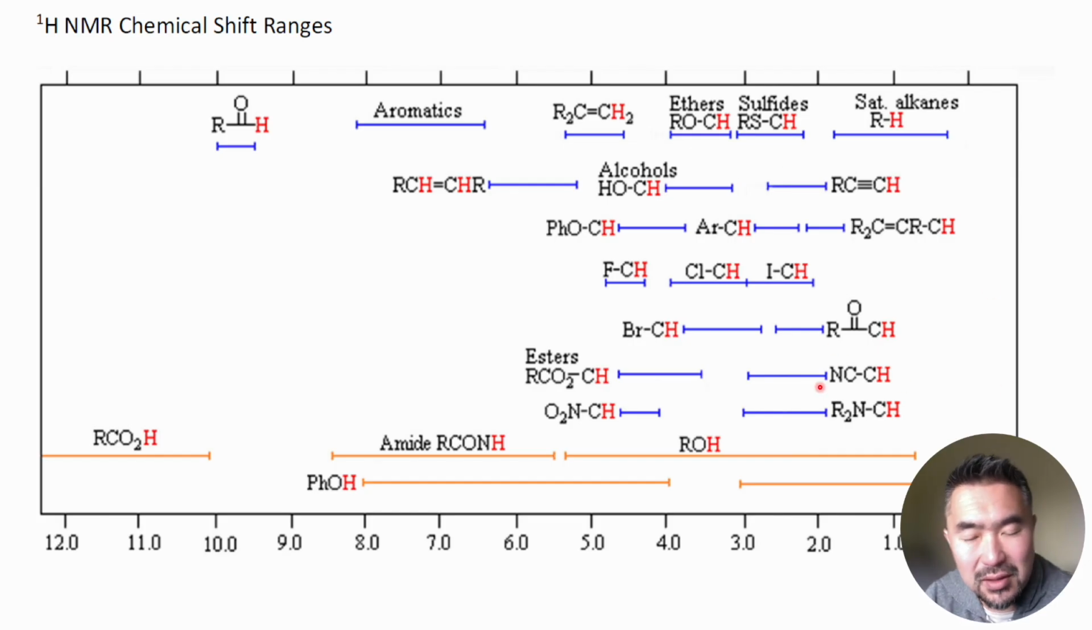Now, there's of course some overlap, and that's when you have to use other information, like what molecular formula do you have? Do you have oxygen in it? Do you have nitrogen in it? You could even consult IR spectra to see what kind of functional groups you have, and so forth.